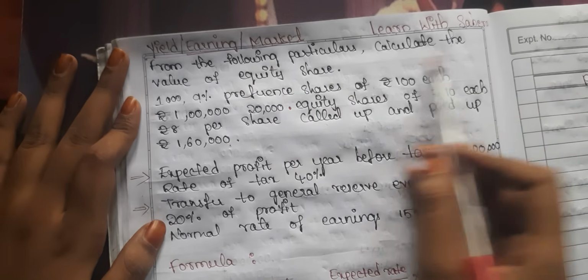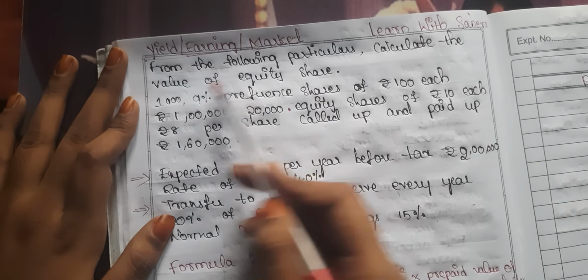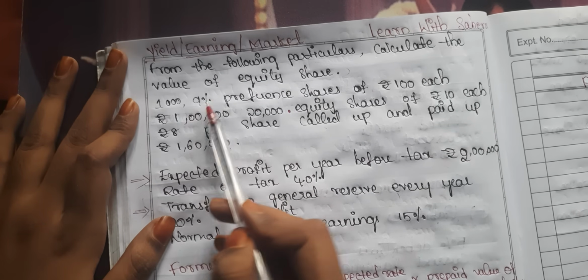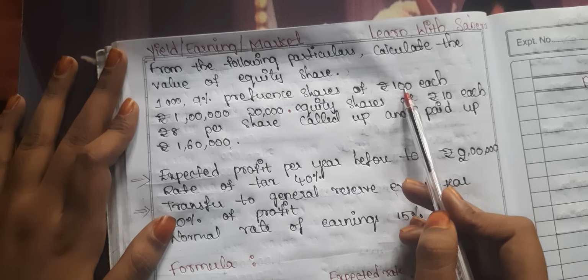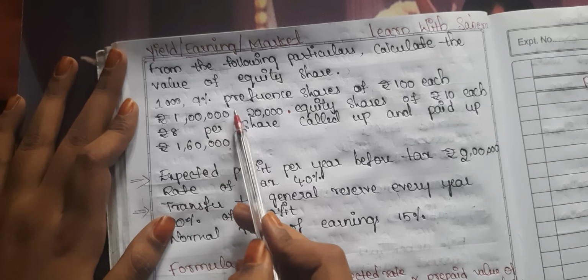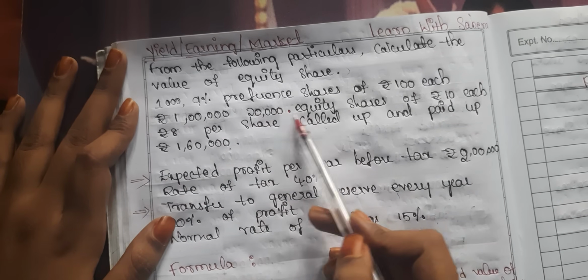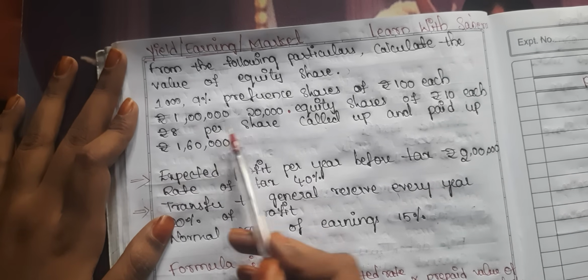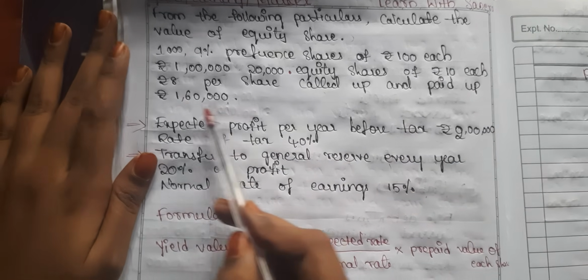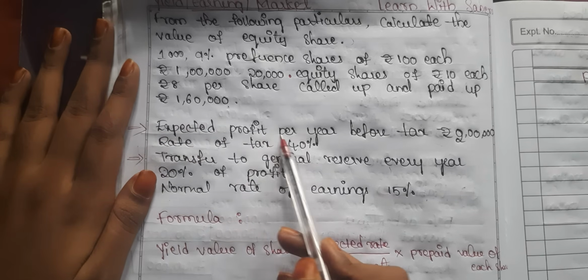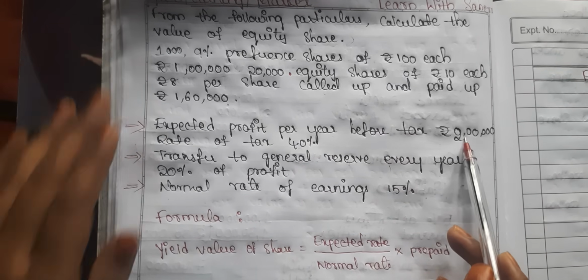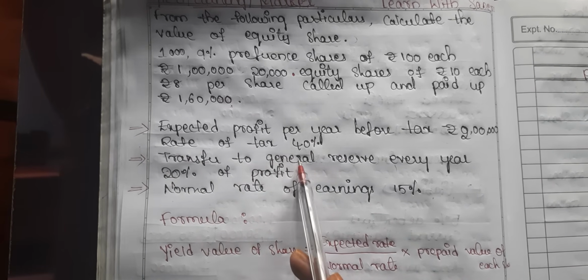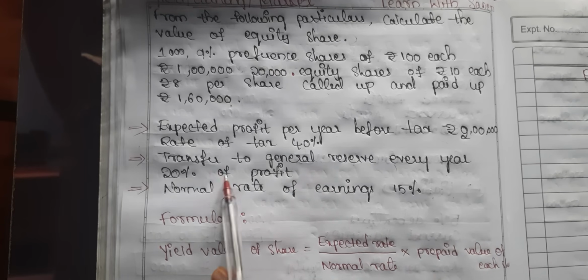So you can have a look at the question. From the following particulars, calculate the value of the equity share. Okay, 10% preference shares of 100 each, which is 1 lakh 20,000. Then equity shares of rupees 10 each, 8 per share called up and paid up, 1,60,000. Expected profit per year before tax is 2 lakhs. Rate of tax 40%. Transfer to general reserve every year, 20% of profit.